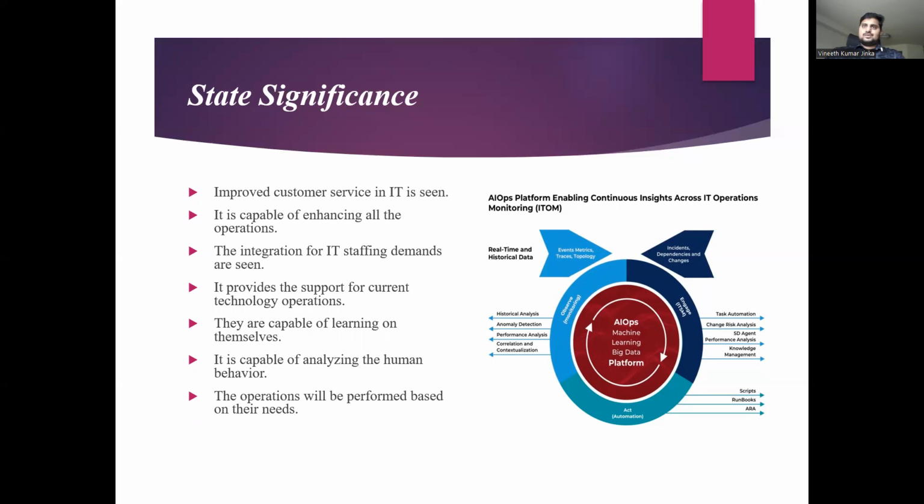Okay. So when it comes to ITOM, improved customer services in IT are seen with AI. It is capable of enhancing all the operations. The integration for IT staffing demands is seen. It helps provide support for the current technology operations. They are capable of learning by themselves. It is capable of analyzing human behavior. One of the major benefits of automation is that a lot of legwork can be achieved with minimal or no human intervention.